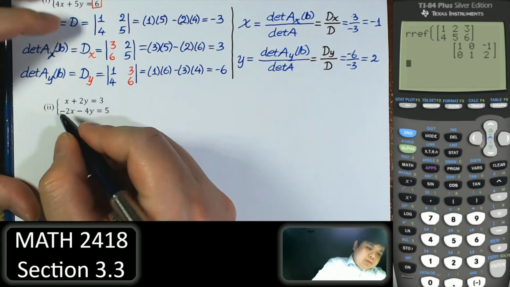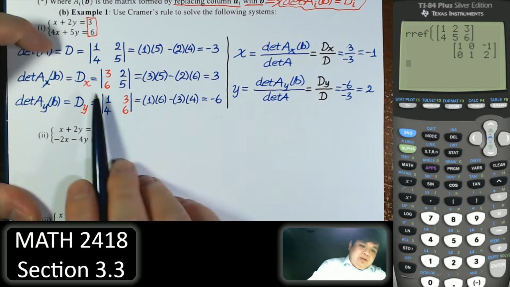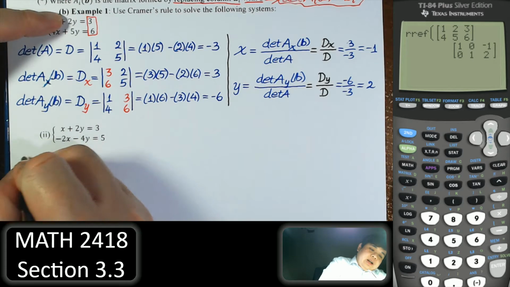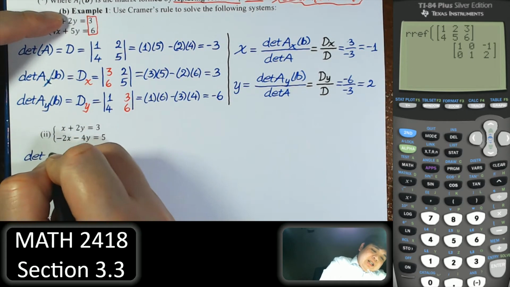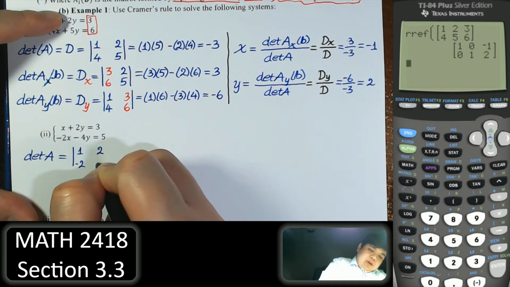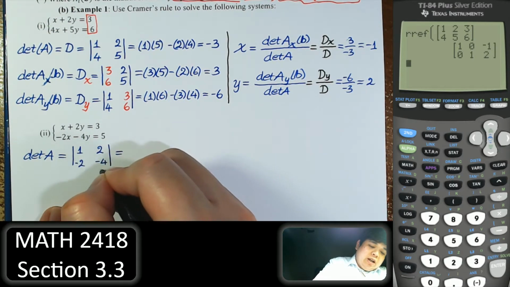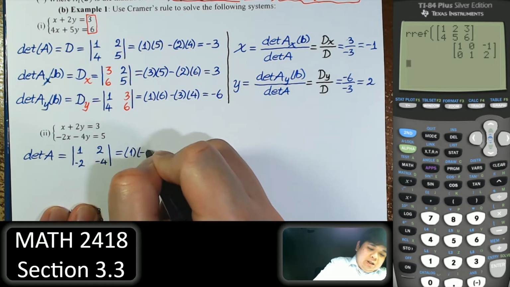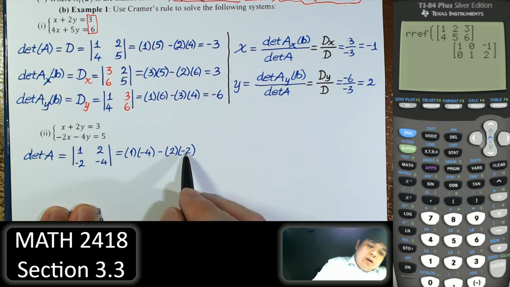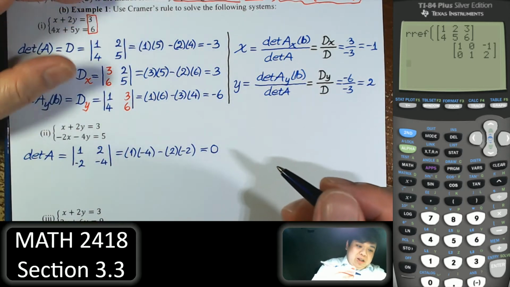Now I'm just going to use the shorthand notation here instead of writing using the determinant like that. Actually, just write determinant. Why not? Determinant of A: 1, 2, -2, -4. So cross multiply: -4 minus 2 times -2. 4 minus 4, so that's 0. Well, we know we cannot divide by 0, so that could be a problem.